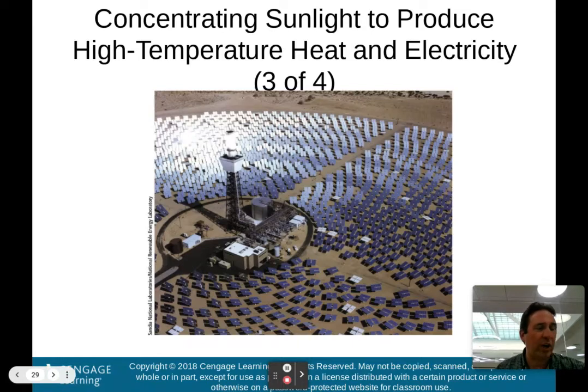This is again in California, and this is an array of mirrors that actually track the sun. And while the mirrors themselves are not actually collecting the sun's energy, they're reflecting the energy to this central area where the sunlight is focused. And then in the central area where all that sunlight is focused, that heats the water, which then produces steam, which then runs the turbine.